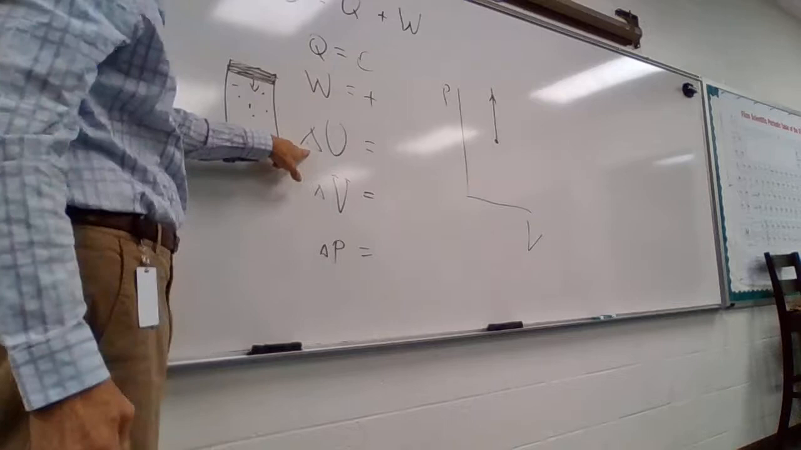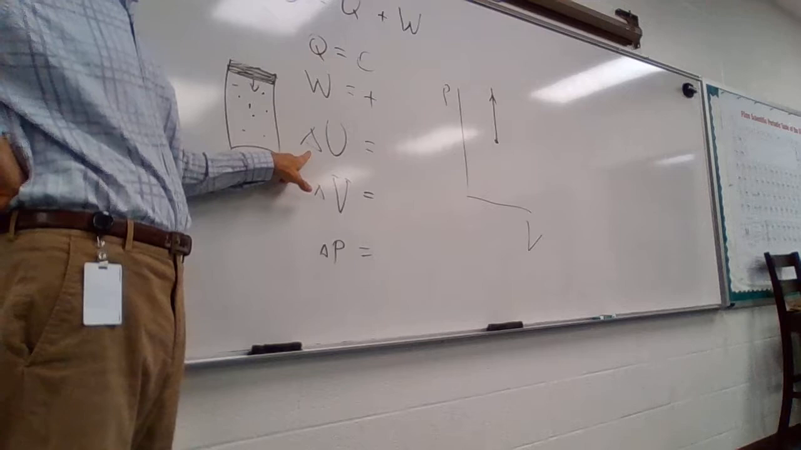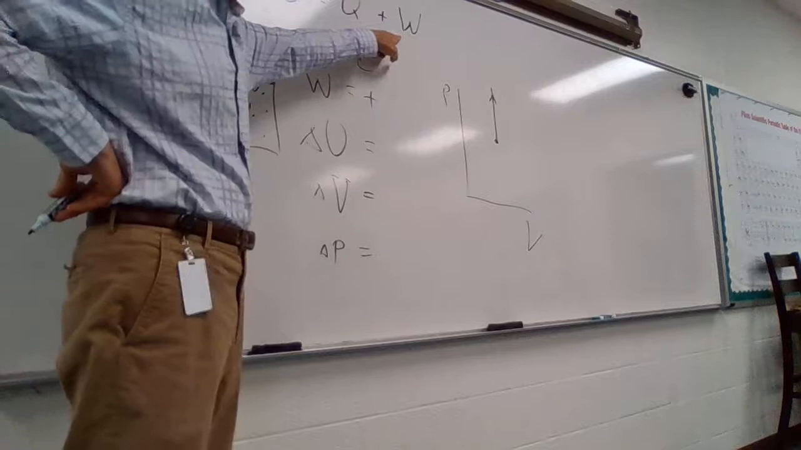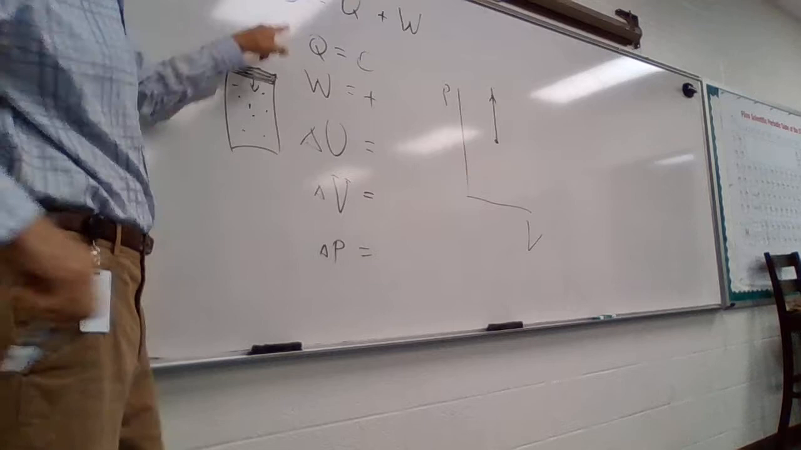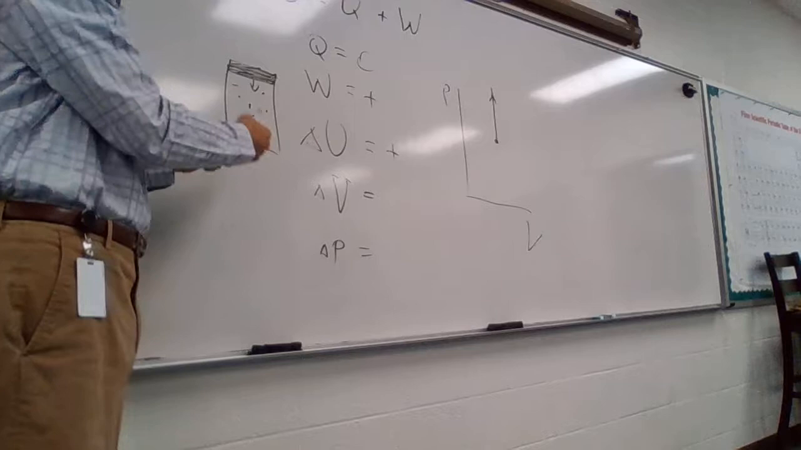So if that's zero, now back to this question, what is delta U? What is delta U, Kyle? Positive. Positive. Look at the equation. You just said Q is zero and work is positive. If that's zero and that's positive, that has to be positive, doesn't it? Yes. Okay. So you push down on it, the energy of the system increases. That should make sense too. You can imagine, oh, you push down on it. I bet they're moving faster now.